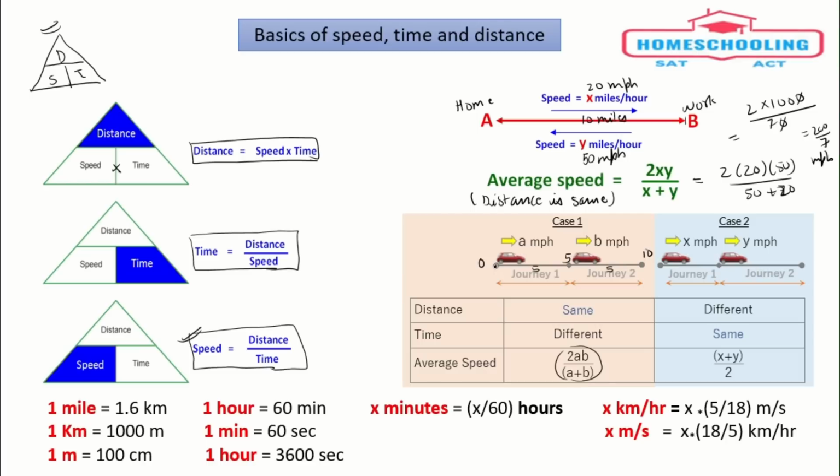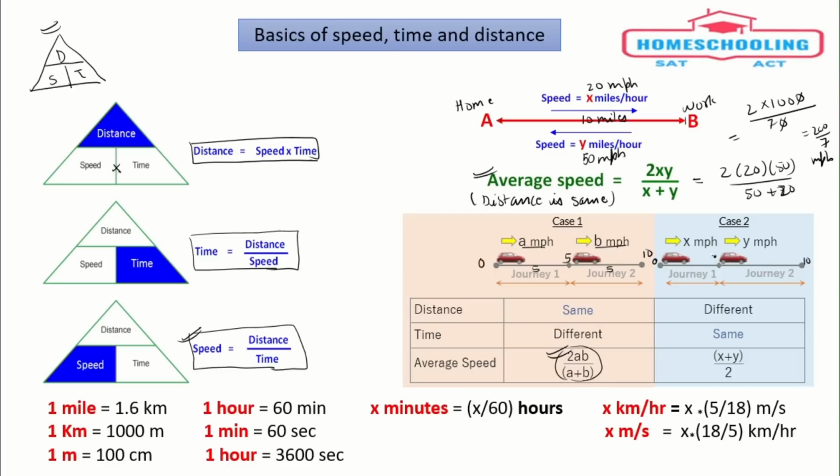Or when someone is traveling, first they travel half of the distance at a particular speed, then they cover the rest of the half of the distance at another speed. So in those two conditions, we can use this average speed formula. Now let's take another case here. Let's say this is your starting point, 0 miles. This is your end point, this is 10 miles.